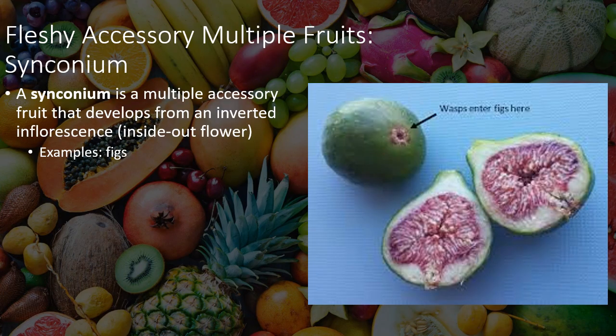Here's where things start to get really, really weird. We can have fleshy accessory multiple fruits. Fleshy meaning that all the pericarp layers are soft. Accessory meaning that some of the tissue is not true ovary wall. Multiple meaning that the fruit developed from the ovaries of many individual flowers that fuse together during the ripening process. A synconium is a multiple accessory fruit that develops from an inverted inflorescence. And this is the characteristic fruit or inflorescence of figs.